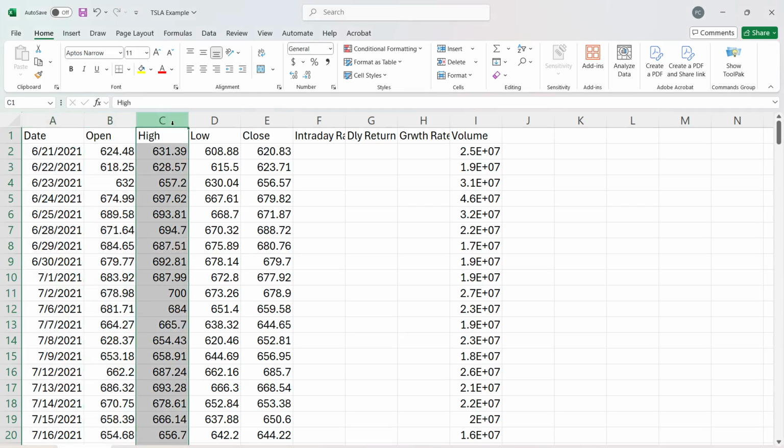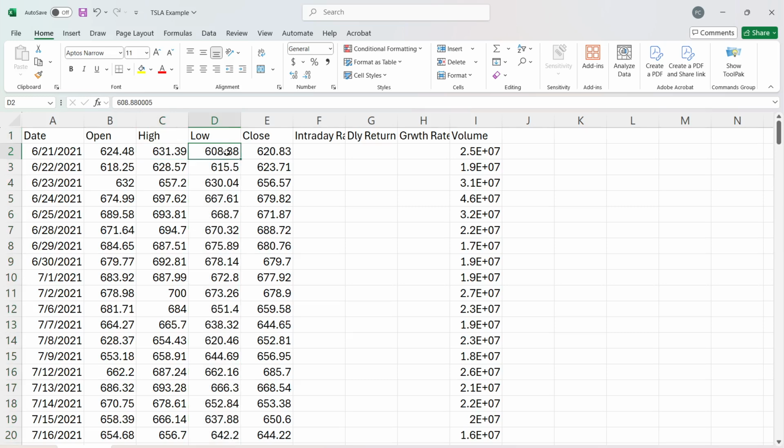I've got the intraday high, the highest price that a stock sold at on a given day, and I've also got the low. So you can see on this day there was quite a difference between the highest price somebody paid for a share of the stock and the lowest price that somebody paid for a share of the stock.